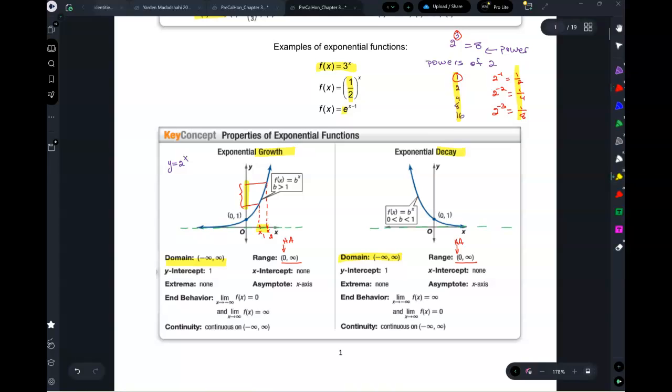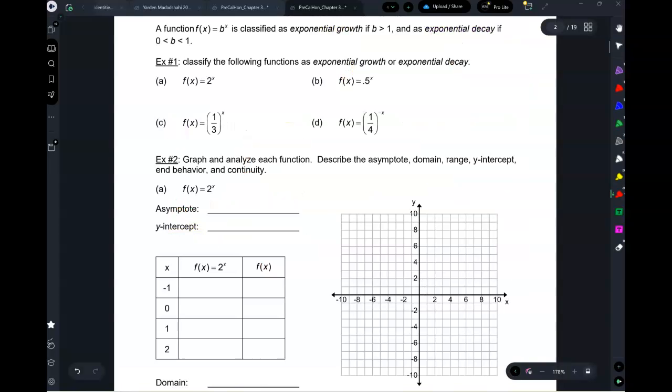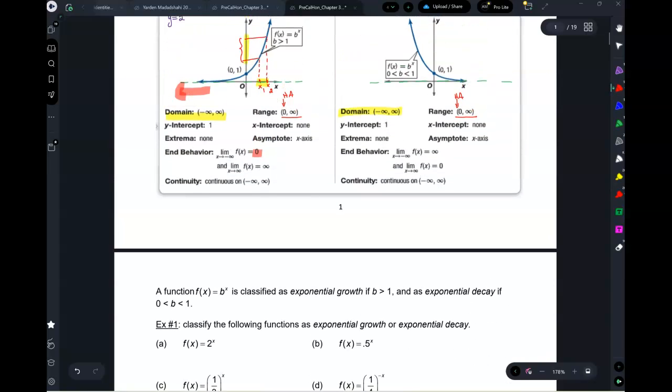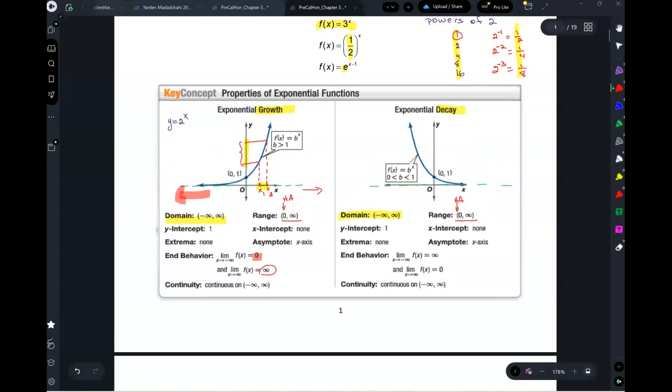Let's talk about end behavior. In the case of exponential growth, as I go to negative infinity to the left, right, f of x approaches 0. But as I go to positive infinity to the right, f of x approaches infinity. In the case of decay, right, as I go to the left, f of x approaches positive infinity, and as I go to the right, as x approaches infinity, f of x approaches 0.